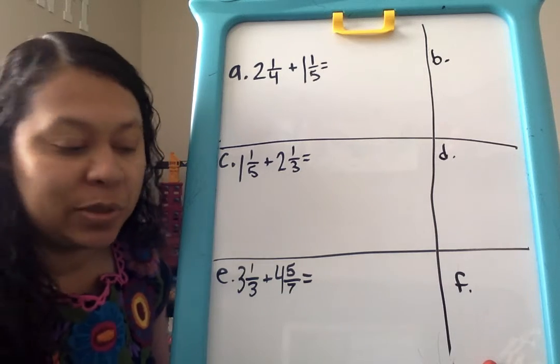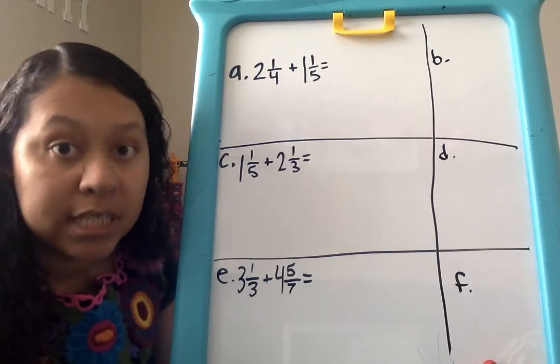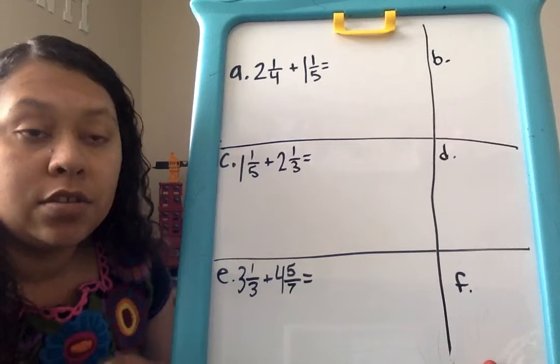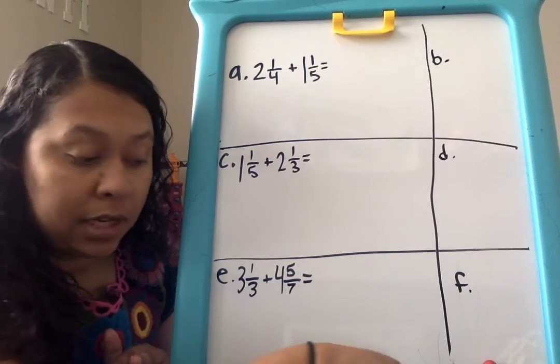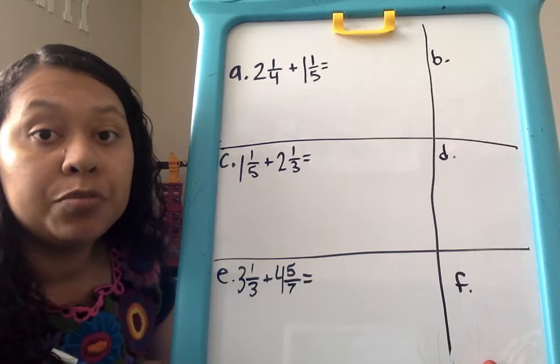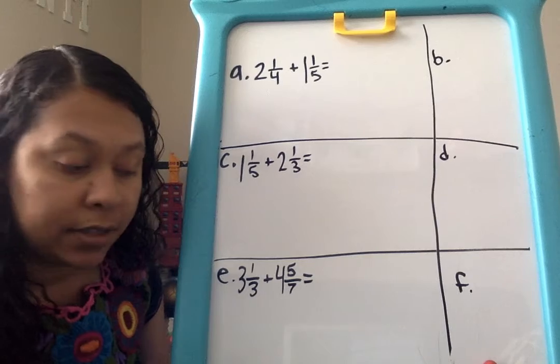Hi, so we have Module 3, Lesson 10. Our lesson for today is very similar to yesterday's, where we were adding fractions, but you had to make like units first. You had to have common denominators in order to add the pieces, in order to add the numerators. So today, our problems look a little bit differently.